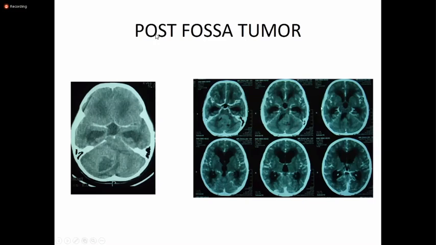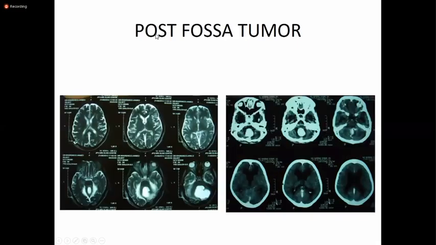So these are the signs of hydrocephalus. This is how you pick the hydrocephalus on the CT scan. Another picture to show you the hydrocephalus of posterior fossa tumors. Posterior fossa tumor causing obstruction of the fourth ventricle and giving rise to Mickey Mouse appearance, periventricular lucency.